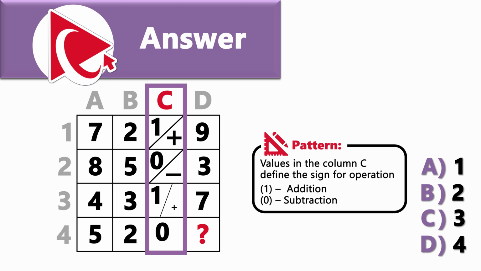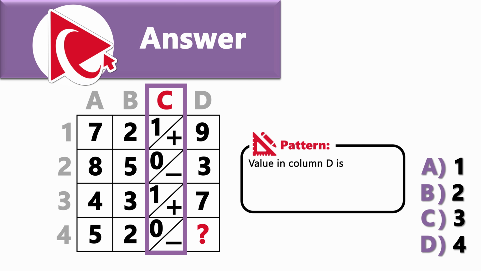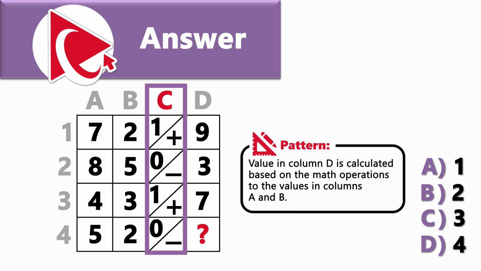Once you know this rule, you can calculate the value in column D based on the math operations to the values in columns A and B. Let's look at the example. To make it easy, let's substitute the numbers in column C with the math operations. The operation for row 1 would be plus, which is addition. For row 2 would be the sign of minus, which is subtraction. For row 3 plus again, and for row 4 minus.